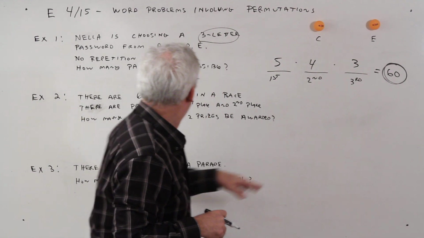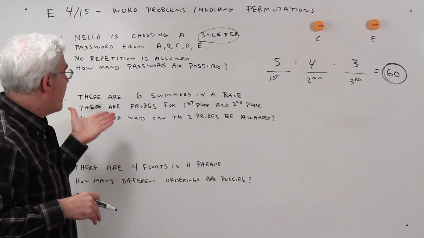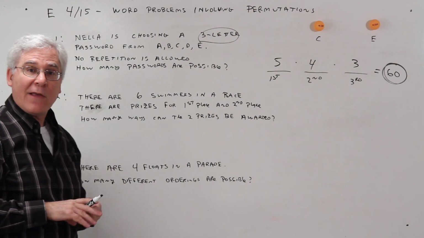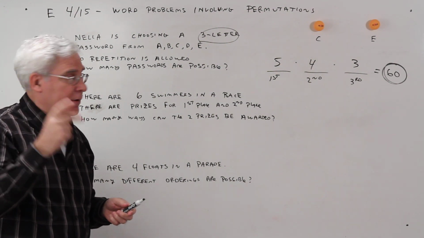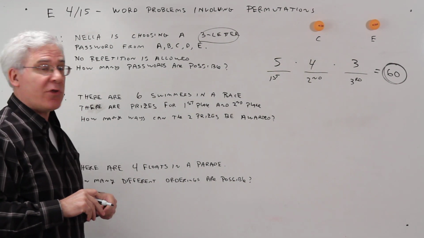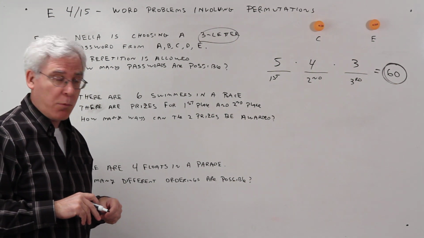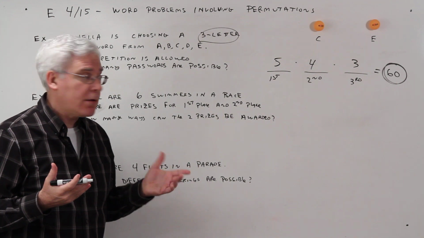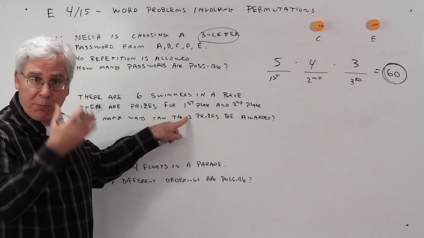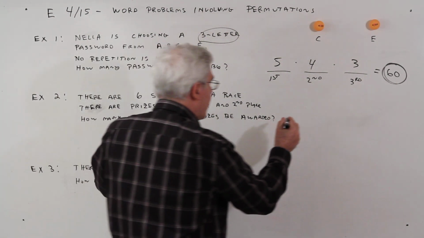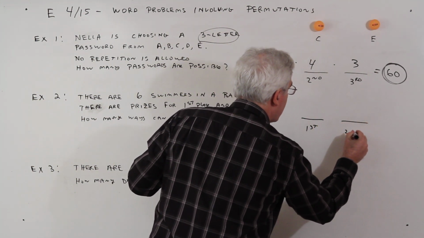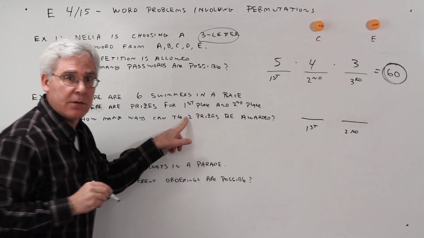All right. Example 2. There are 6 swimmers in a race. There are prizes for first or second. How many ways can the 2 prizes be awarded? Well, how many dashes should I make? 2, because I'm only arranging 2 things. So here's my arrangements. First and second.